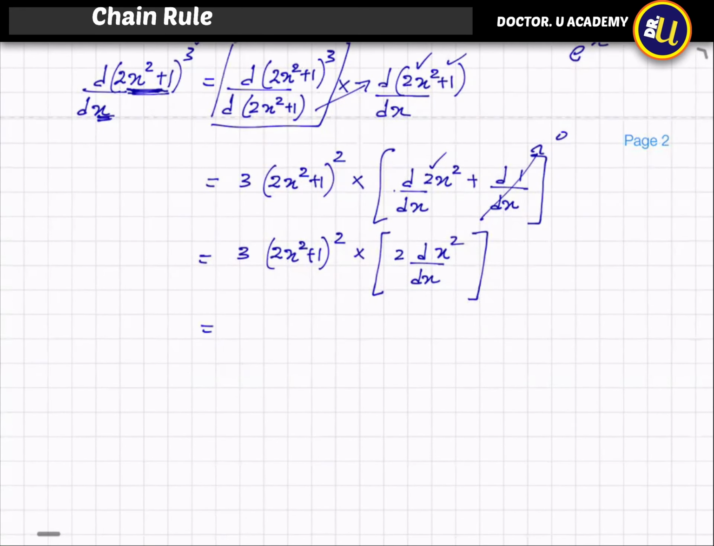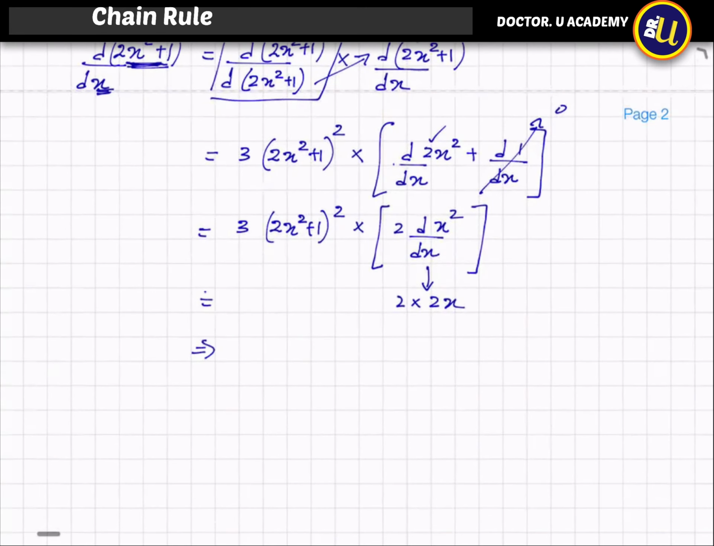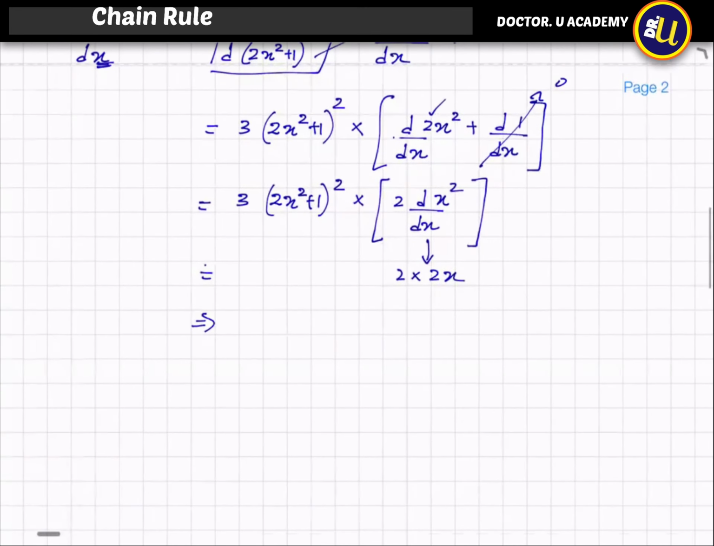Now you can simplify this, and that is going to be 2 times 2x, so it's going to be 4x. So the final simplification is 4 times 3, which is 12x. So I bring this one up here, and then (2x squared plus 1), the whole thing to the power 2, and that's the answer to that.